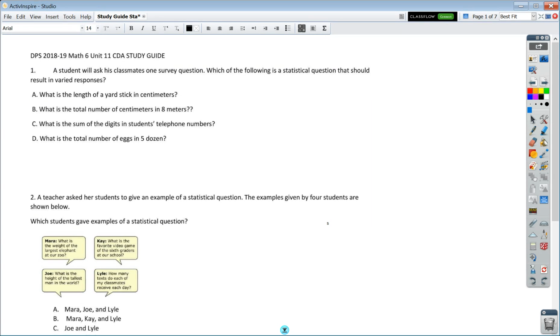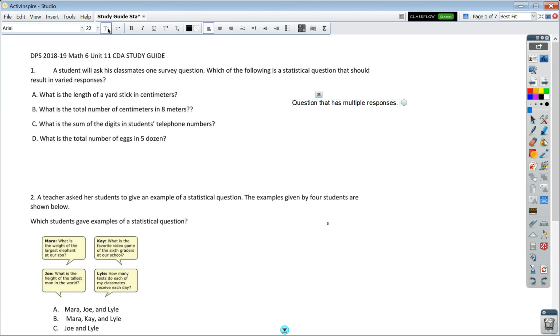So question number 1 asks, the student will ask his classmates one survey question, which of the following is a statistical question that should result in a varied response. So it says statistical question. We remember that a statistical question is a question that essentially has multiple responses.